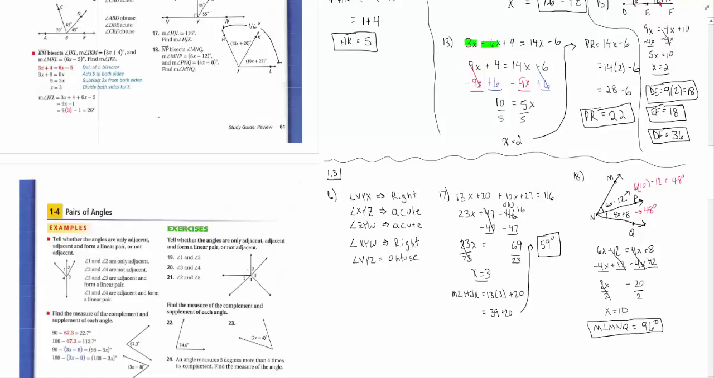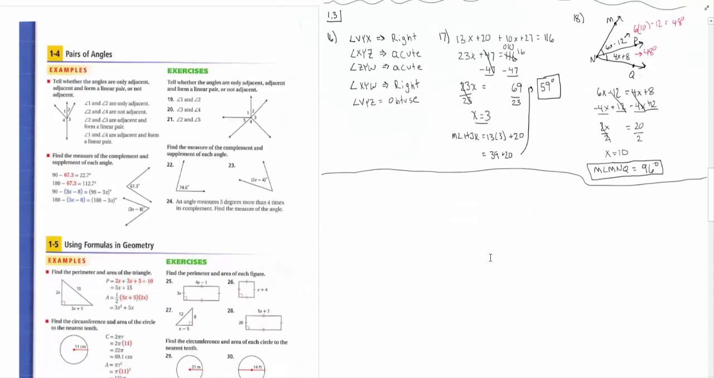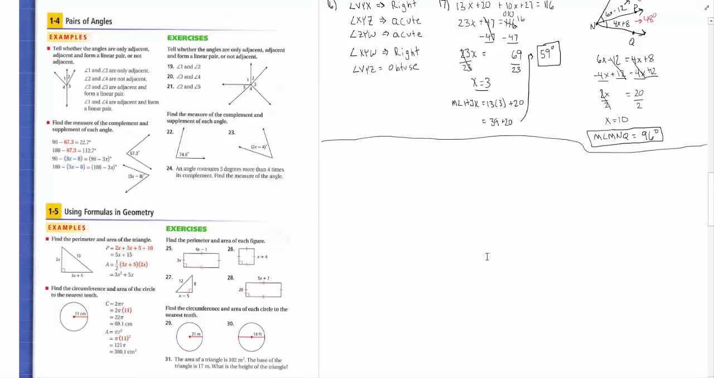Alright, now we're going to go on to 1.4. So here we go. Try it again. Save room. Scroll on down. Okay, 1.4. Number 19. Now we're talking about pairs of angles. 19 says tell whether the angles are only adjacent and form a linear pair.